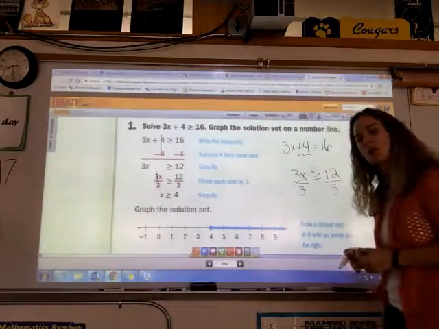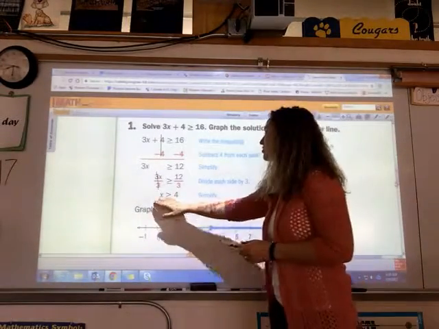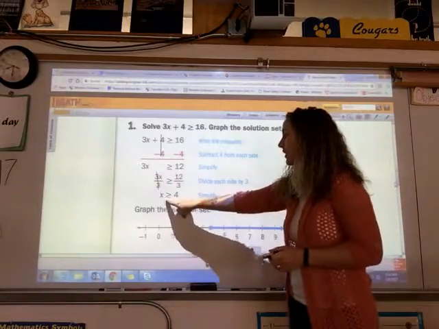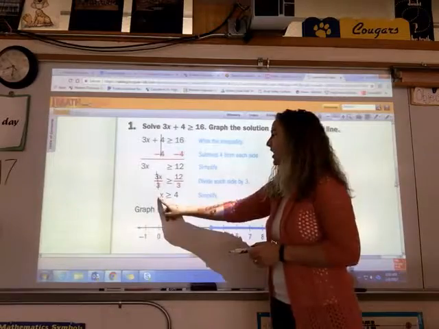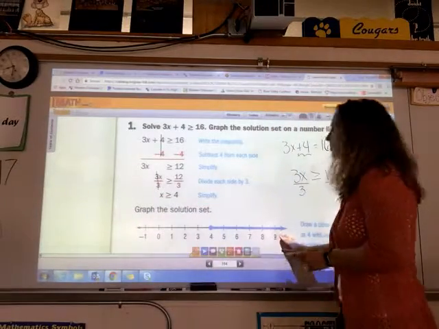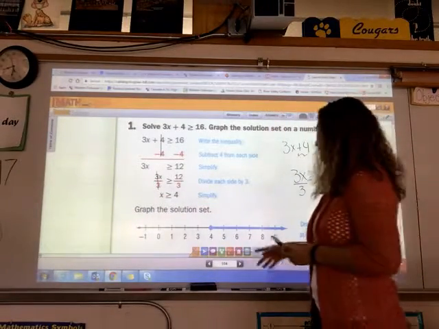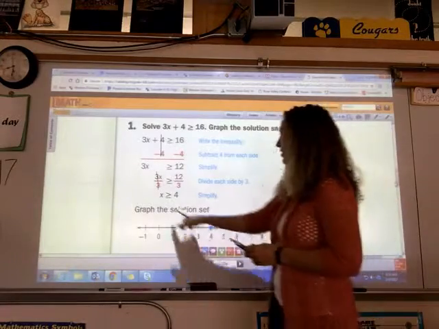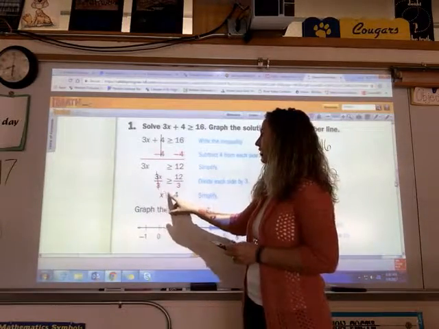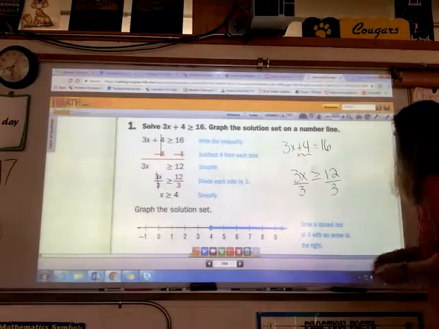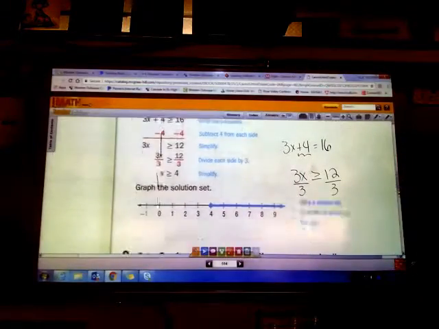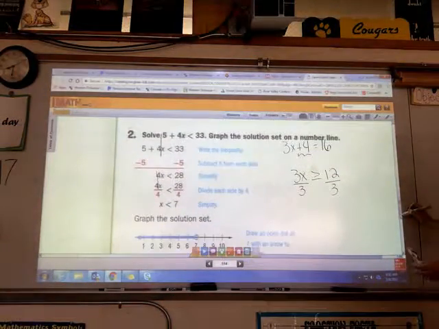Now let's take a look at how we would graph that. I know that my answer is going to be greater than or equal to 4, so because it's including 4, I'm going to put a closed circle on 4. I'm looking at numbers that are greater than 4, so I'm going to graph to the right. Now I'm going to go back and check that. Let's pick the number 7. I'm going to plug in 7 for x. Is 7 greater than or equal to 4? Yes, it is, so I know it's graphed correctly. There's one example of a two-step inequality and graphing it.